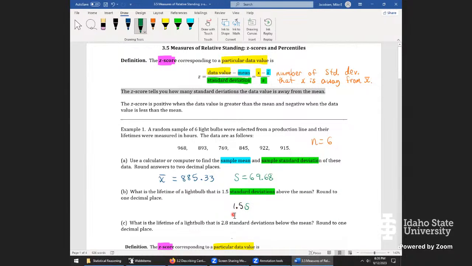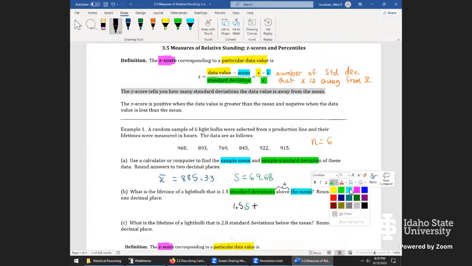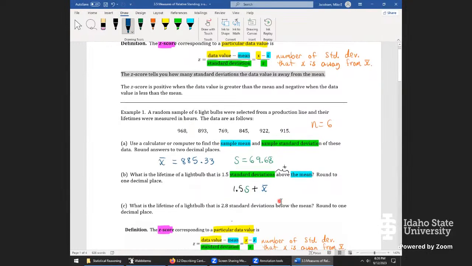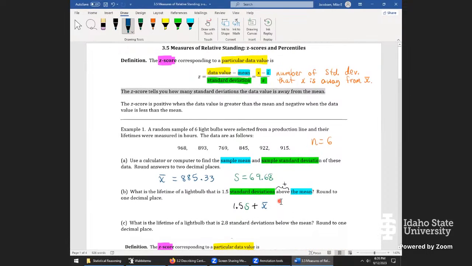So with what I've written so far, there it is, 1.5 standard deviations. If it says above the mean, now here's where it's a good time to put in the plus. Plus will go to plus only because it said above. If it said below, we would calculate a minus. Then when it says the mean, well, we have that value too. That's just referring to X bar. And so that's all we have to calculate on this one so far. Does that make sense to folks at this stage?